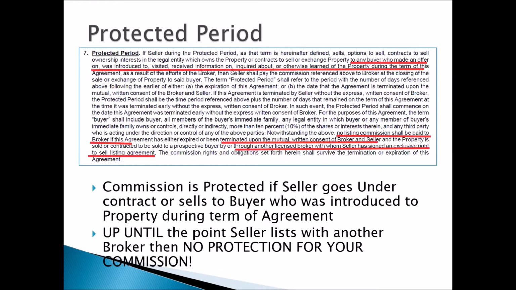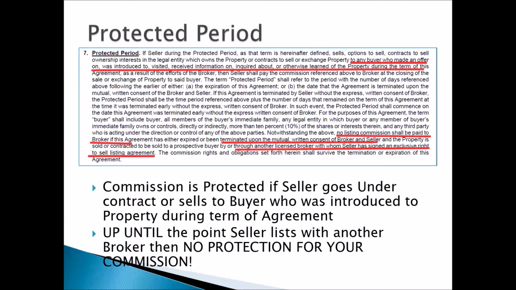So the protected period is for that certain time frame, the listing commission is protected for a certain time frame, whatever time frame you negotiated in paragraph 7A. And basically what it is, if the seller goes under contract or sells to a buyer who was introduced to the property during the term of the agreement. And what it specifically states is any buyer who made an offer or was introduced to, visited, received information on, inquired about, or otherwise learned of the property during the term of this agreement.